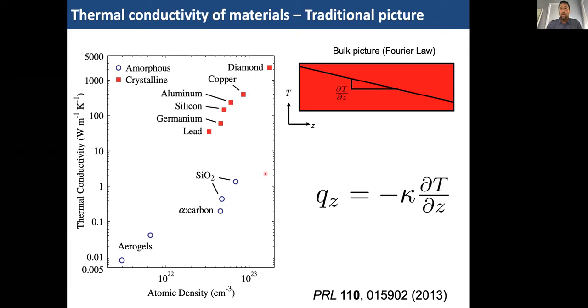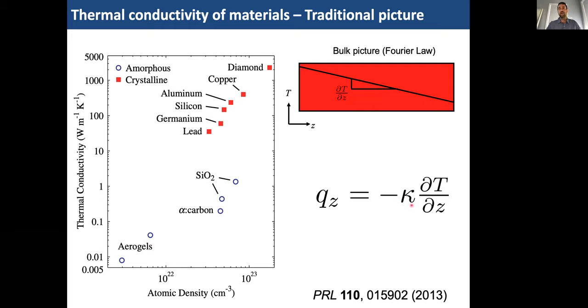Okay, so the property that we're most concerned about for the purpose of this talk is the heat transfer property, thermal conductivity. So from a bulk heat transfer perspective, the thermal conductivity is defined by the Fourier law, where the Fourier law tells you that the heat flux through a material is related to the temperature gradient through its thermal conductivity. So in steady state, a typical picture that you would see for heat conduction in a material is a linear temperature gradient, where you have a hot side, a cold side, and the rate at which heat is flowing and establishing this temperature gradient is dictated by the thermal conductivity.